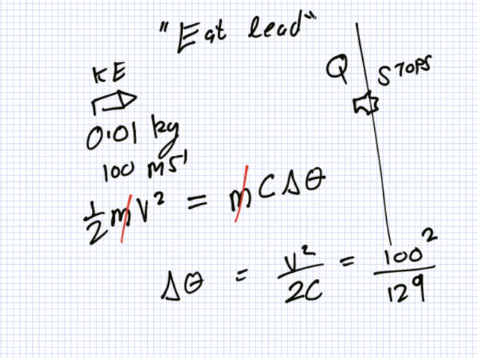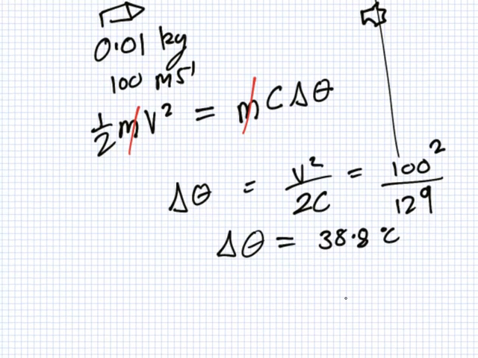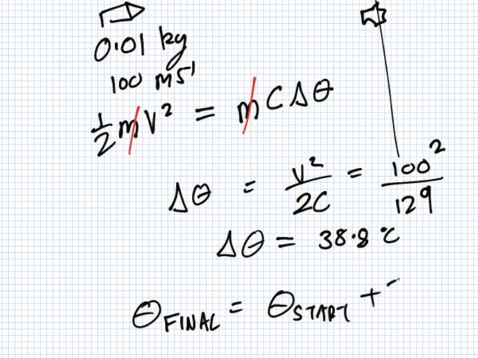Okay, what do we get here for the delta theta? Should be a pretty big number. 38.8. 38.8 Celsius. Okay, now that's the answer. Now maybe we would like to know what is the final temperature of the bullet, whereas this is only the temperature increase. So if we wanted to know the final temperature, I'll have to tell you the starting temperature, wouldn't I? So temperature at the end would be the temperature at the start plus 38.8.